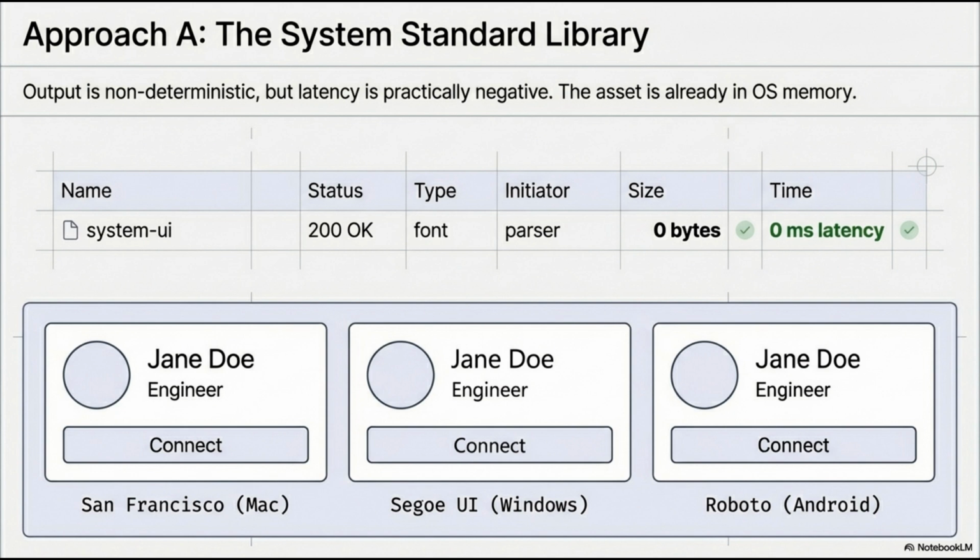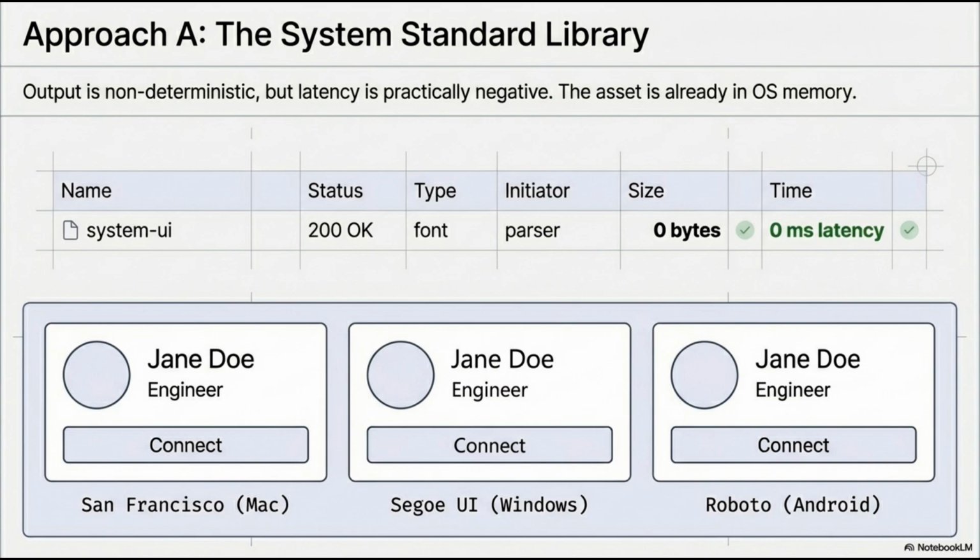Exactly. But here's my issue with that. As a back-end developer, I despise non-deterministic outputs. I write a function, I expect the exact same output every time. Naturally. If I use a system font stack, my UI looks physically different depending on the user's hardware. Why would I ever intentionally design a system where the visual output is non-deterministic?